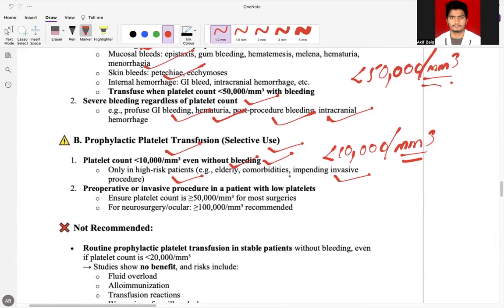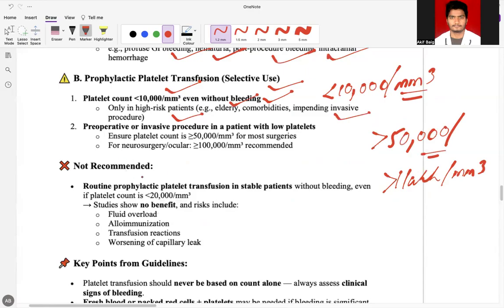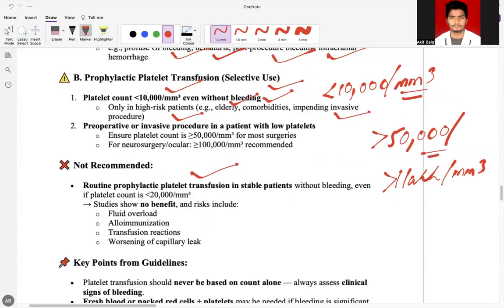So for invasive procedures, for any procedure, the platelet count should be maintained at more than 50,000. And if the patient is going to undergo a neurological procedure, then it should be maintained up to 1 lakh. Routine prophylactic platelet transfusion is not recommended in stable patients without bleeding. Even in patients with less than 20,000, it is not recommended.